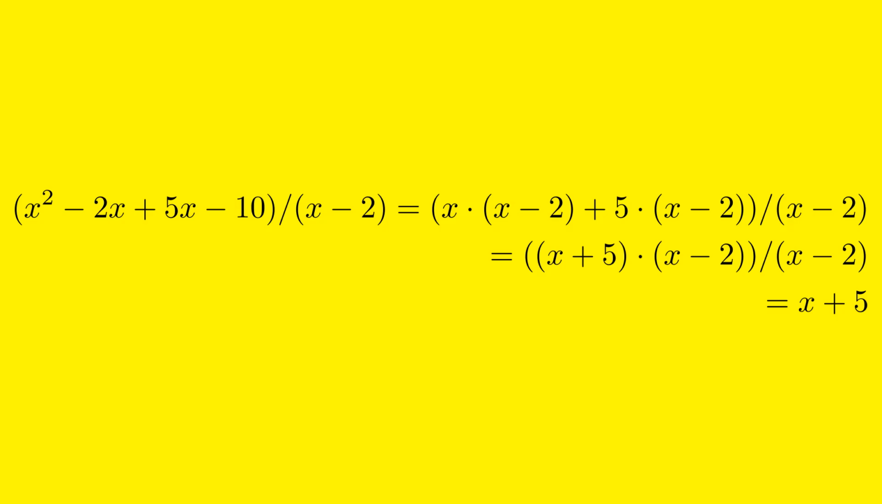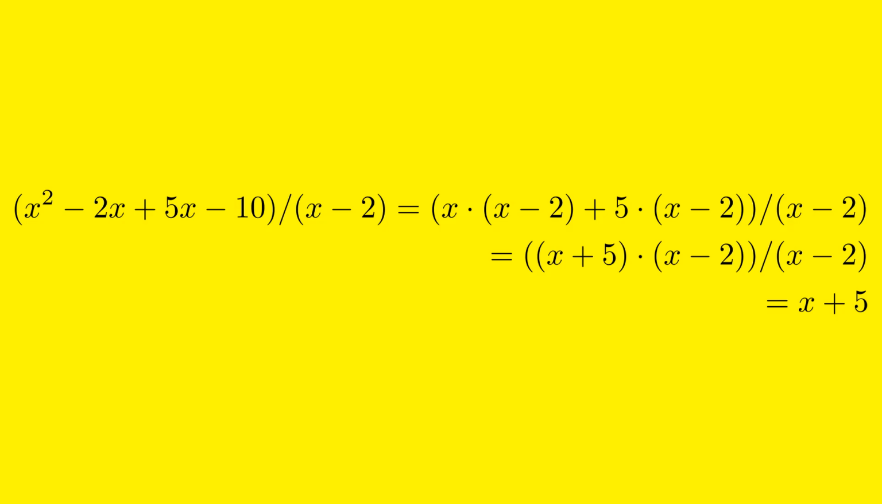For the first group, x squared minus 2x, we can factor out x, giving us x times x minus 2. For the second group, 5x minus 10, we can factor out 5, giving us 5 times x minus 2. Writing these out, we have x times x minus 2 plus 5 times x minus 2. Next, we notice that x minus 2 is a common factor in both terms of our new expression. We can factor this common term out. This gives us x minus 2 times x plus 5.